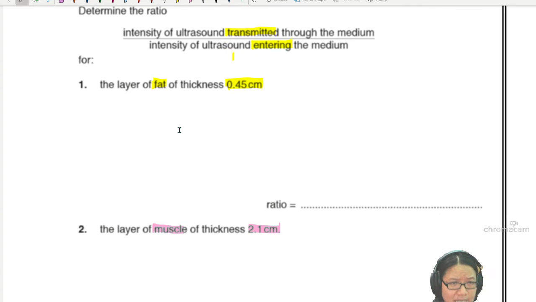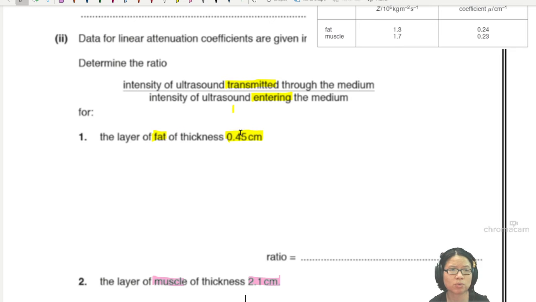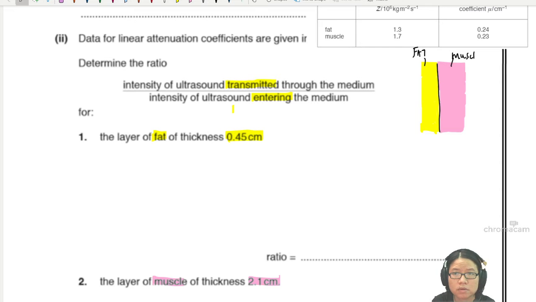This one is easy. Okay, so we want to know how much ultrasound is passing through the media. So let me draw out the boundaries again for us. Okay, there we go. Fat and muscle. And we have ultrasound going into the muscle. Sorry, ultrasound is going into the fat. So we have to be a little bit intentional in labeling our I's.